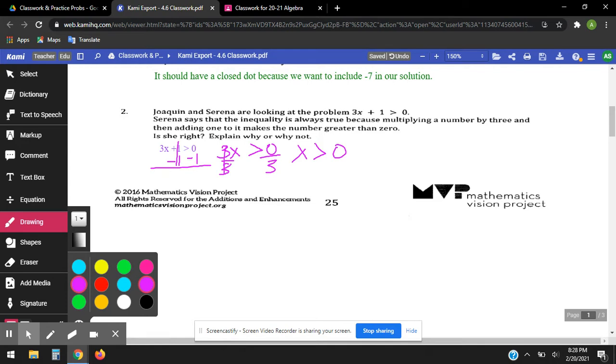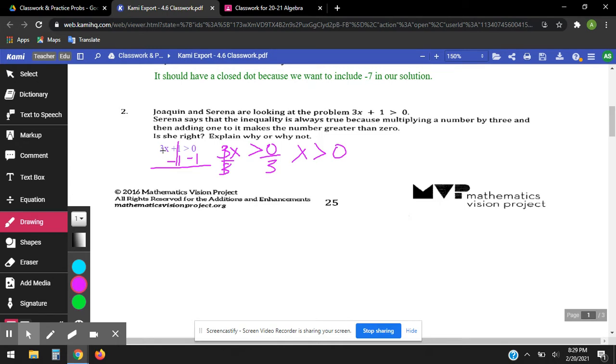So if I put in a negative 1, then negative 3 plus 1 would be negative 2, which is actually less than 0. So negatives actually make this not work. Trying to think if there are any negatives that would work. Let's try, we said 3 times negative 1. What if we did 3 times negative half? That's negative 1.5 plus 1. That's still too low.